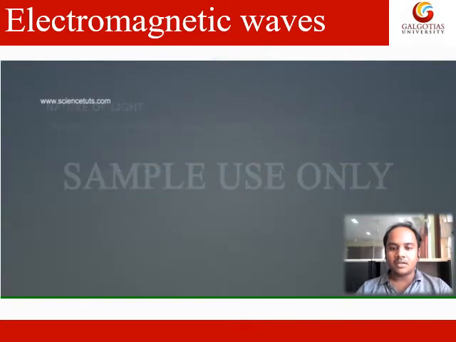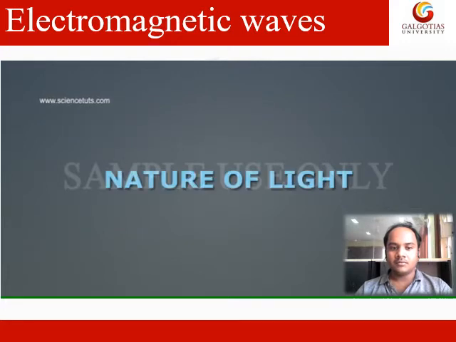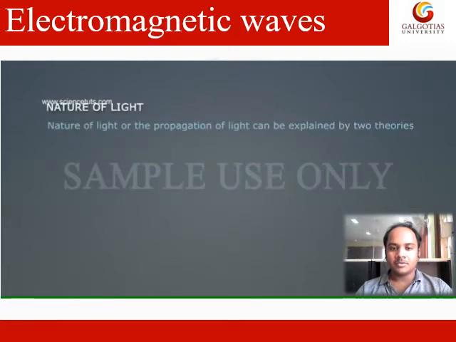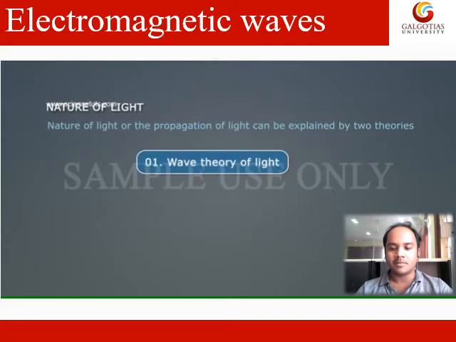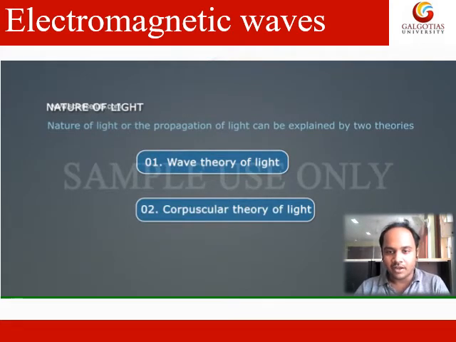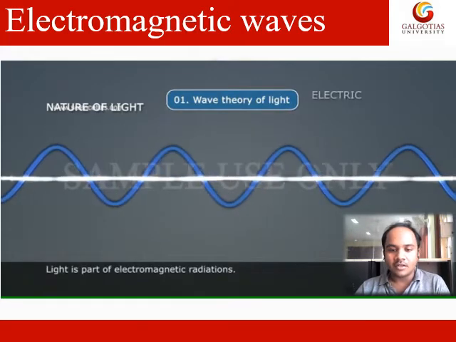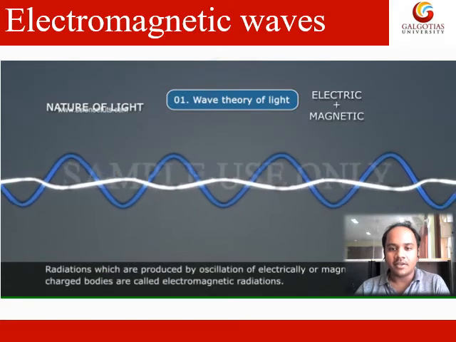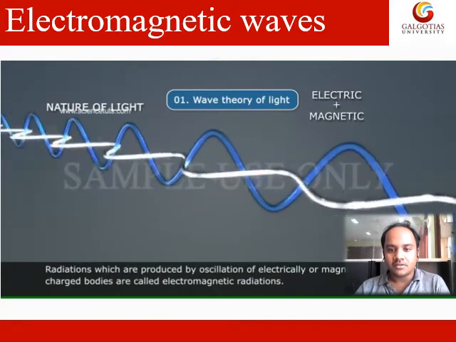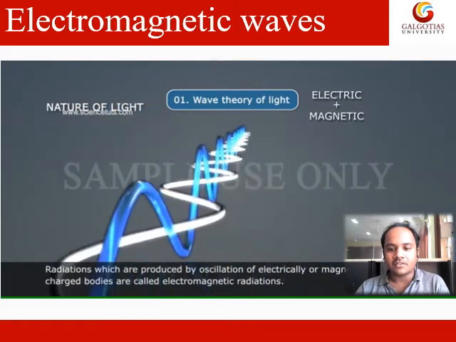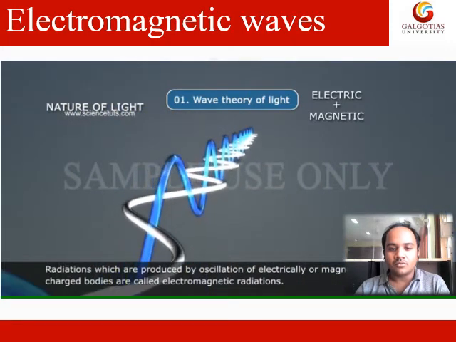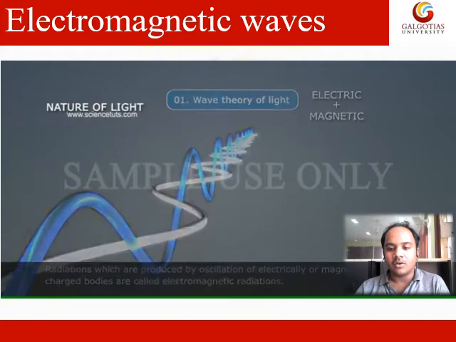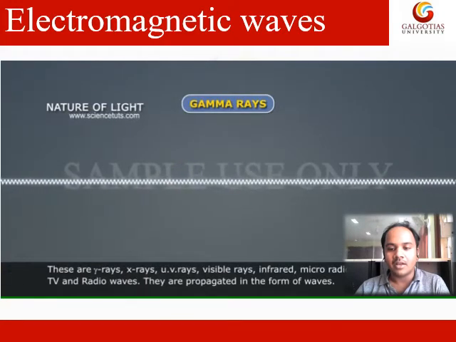So we will understand the nature of light now. The nature of light, or the propagation of light, can be explained in two theories. So we have two different theories which make us understand the nature of light. The first theory is called the wave theory of light, and the second theory is the corpuscular theory. As per the first theory, light will be considered as a wave in which you have two components as discussed, electric field as well as magnetic field. So there will be two different components, one on the x-axis, the other one on the y-axis.